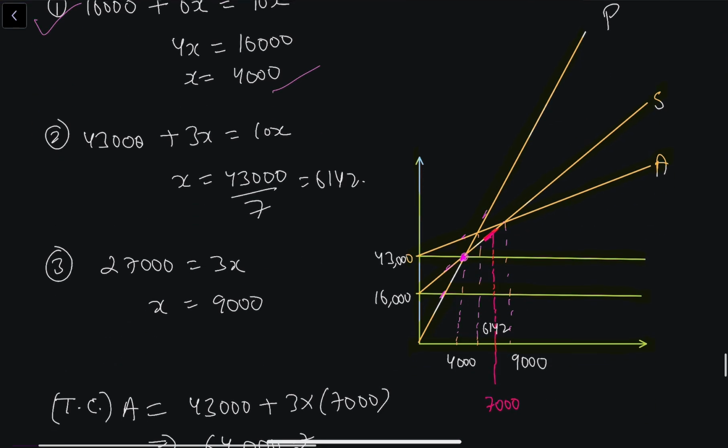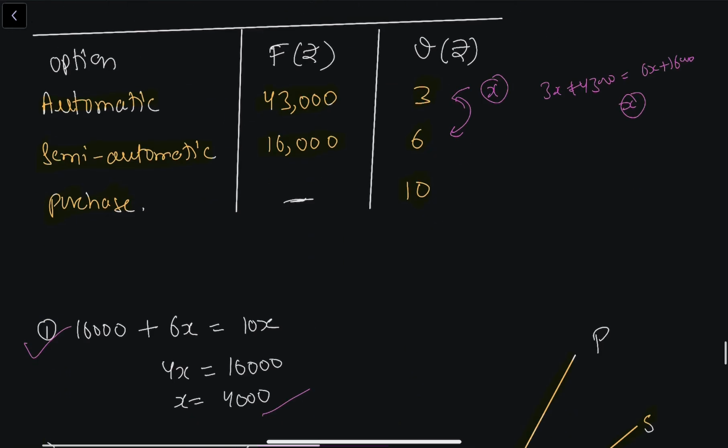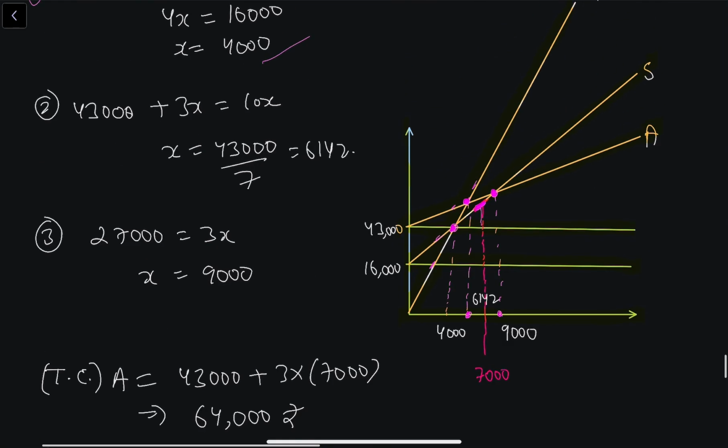So 4,000 will be the number of units where purchase and semi-automatic meet at a point. Then I will solve for the next point, which is automatic and purchase. Then we have 6142, and similarly I will solve for another point, which is automatic and semi-automatic, which will be 9,000. My overall objective is that I need to sell 7,000 units. So 7,000 will lie somewhere between this point and this point, in the red portion, and the red portion is nothing but semi-automatic.